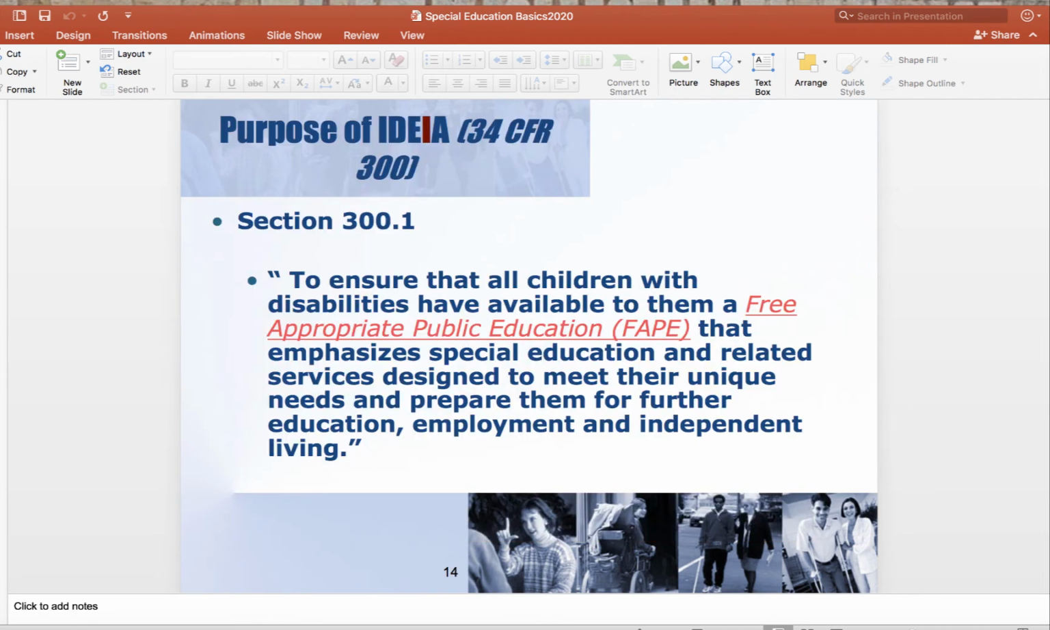So this is the very first sentence in the regulations of IDEA. If we look at it, it says, to ensure that all children with disabilities have available to them a free, appropriate public education, a FAPE. That's a very important element. We'll see that in Andrew versus the Board of Ed that just passed the Supreme Court in 2017. It really holds us to a higher standard of FAPE.